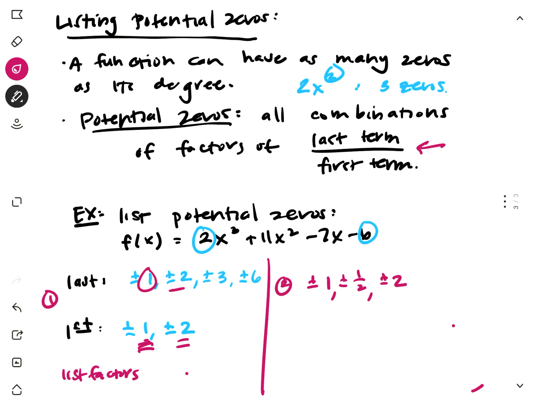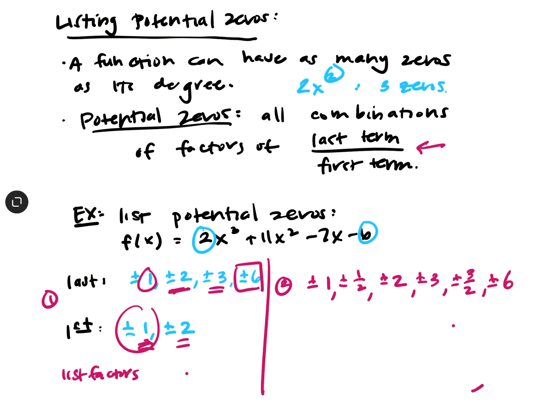Okay, now that we finished the 2 here, let's move on to 3. So 3 divided by 1 is 3. 3 divided by 2 is 3 halves. Okay, now we're done with 3. Let's move on to 6. 6 divided by 1 is 6. And then 6 divided by 2 is 3, but we already have 3 listed, so we're not going to list it again. So these are all the possible zeros that we could have.